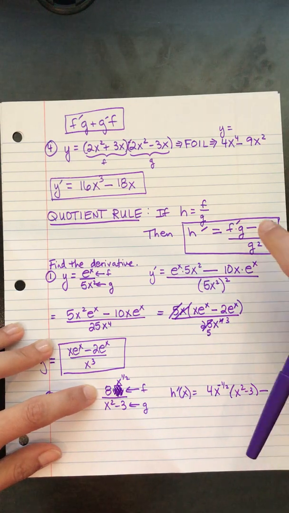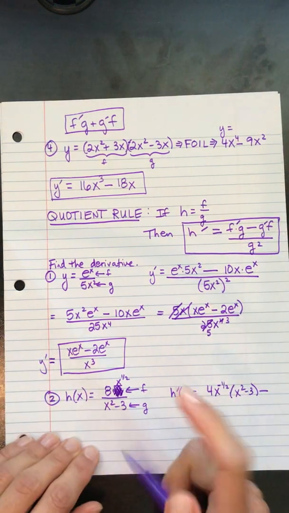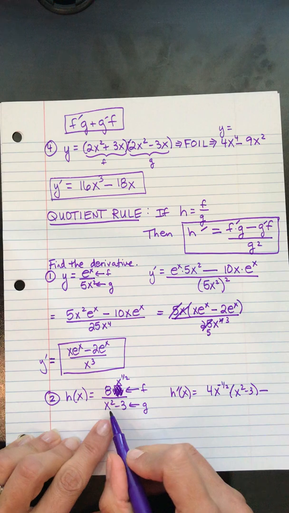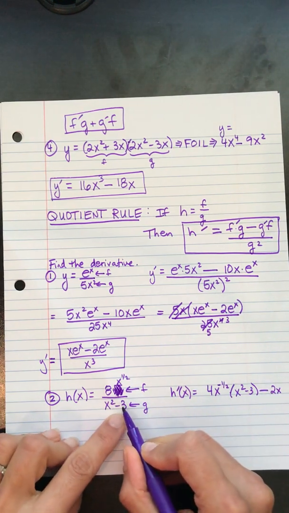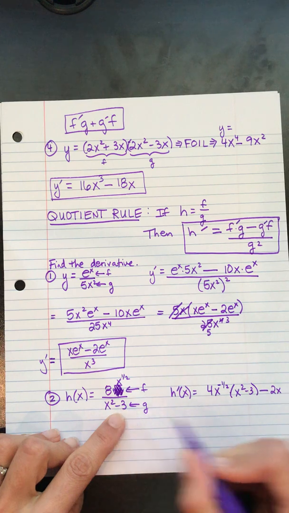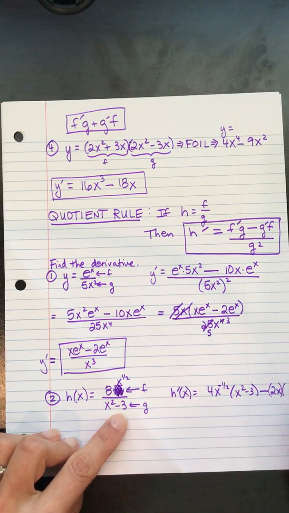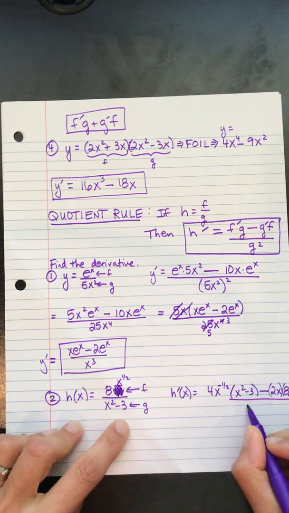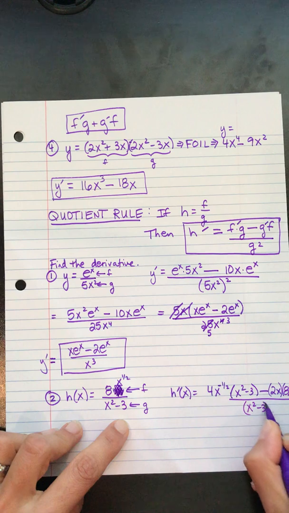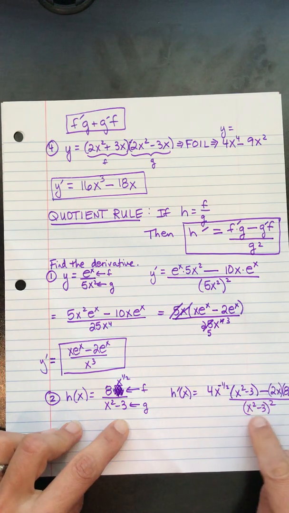Minus, now you have to do g prime. What's the derivative of x squared minus 3? The derivative of x squared is 2x. Minus the derivative of a constant is 0. Okay. Times f. So I just copy 8x to the half. All over g squared. If you have a binomial, you don't have to FOIL it out.